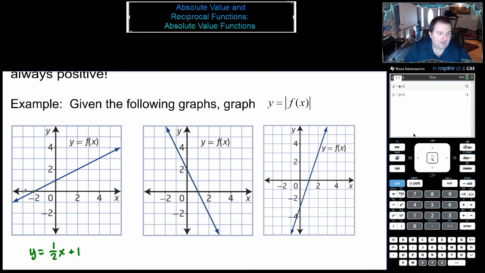At x equals -3, y equals -1/2, so we need to make that positive 1/2. So there we go. And at x equals -4, y is -1, and so that should be positive 1. So you can see they just get reflected.